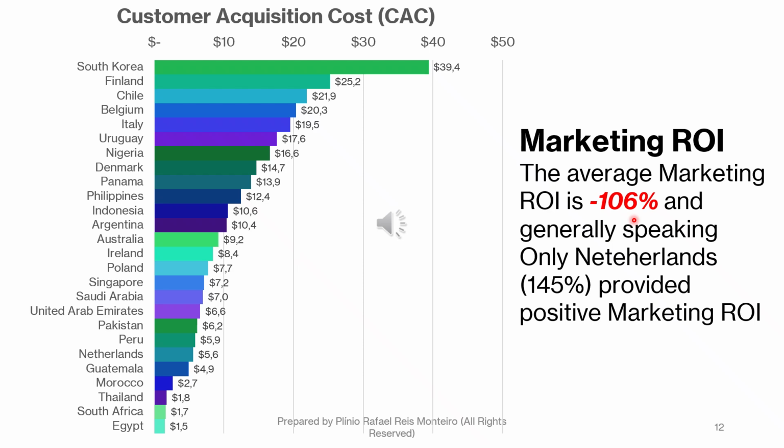Generally speaking, we can say that the marketing ROI for the entire group was negative, minus 106%. Indeed, this was expected given that most students achieve a negative profit for this period of operation, but some teams achieve really good results. For instance, Netherlands, generally speaking, was the only country where we have a positive general marketing ROI.